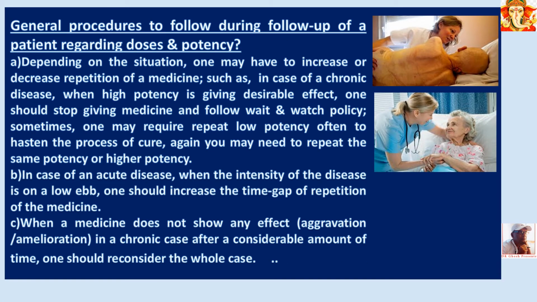General procedures to follow during follow-up of a patient. A. Depending on the situation, one may have to increase or decrease repetition of a medicine. In the case of a chronic disease, when high potency is giving the desired effect, one should stop giving medicine and follow a wait and watch policy. Sometimes one may need to repeat low potency, often to hasten the process of cure. Again, you may need to repeat the same potency or a higher potency.